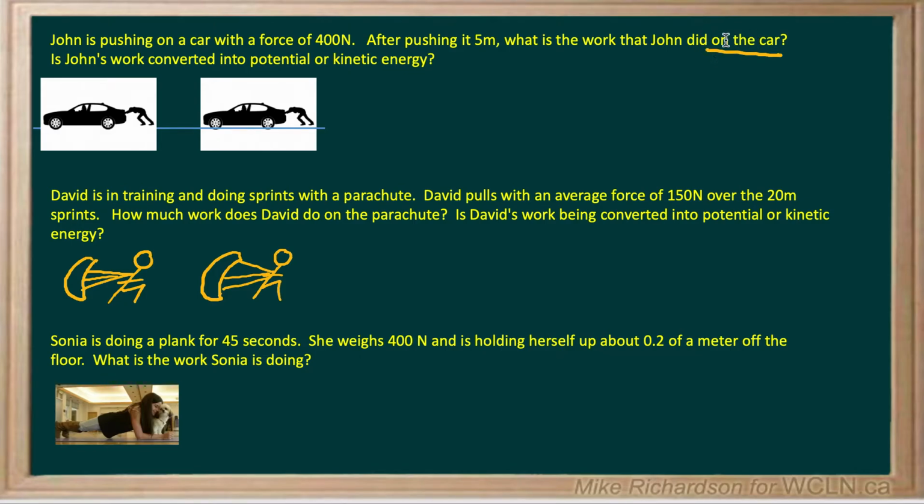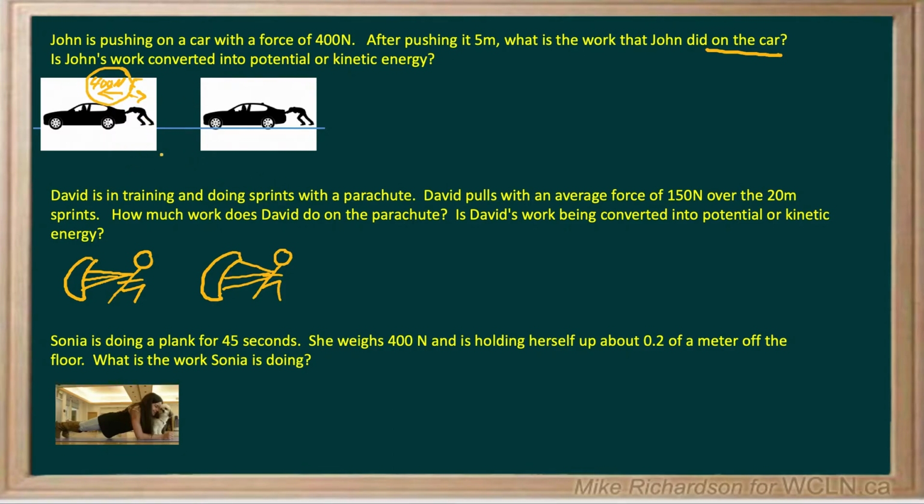So to find the work on the car, we need the force acting on the car multiplied by the distance over which that force acts. Well, Newton's third law, don't forget, always comes into play when you have two objects interacting with each other. The car is pushing back on John with some force F, 400 newtons, and John is pushing on the car with a force of 400 newtons. And the force we're worried about is this one that's acting on the car as a result of John's push.